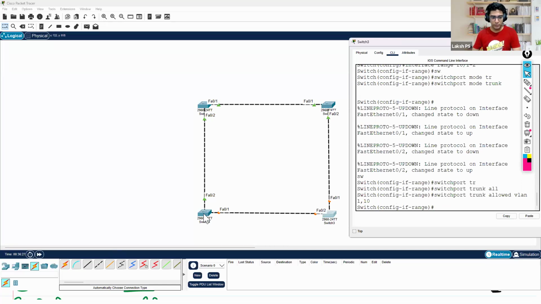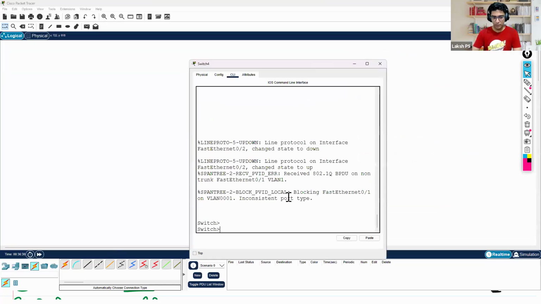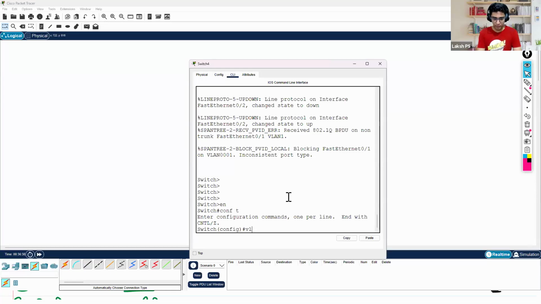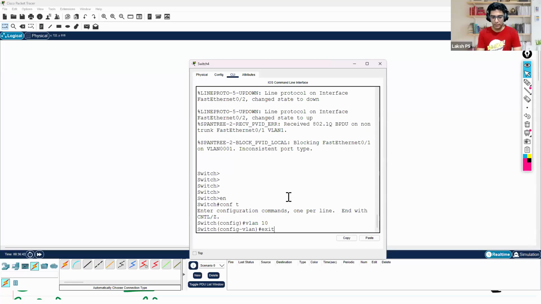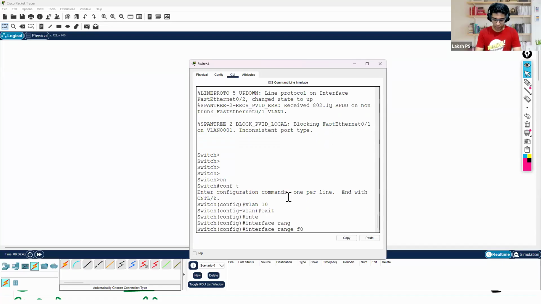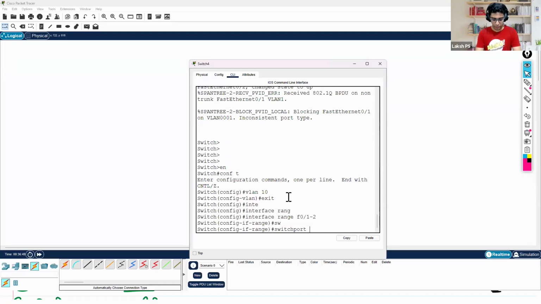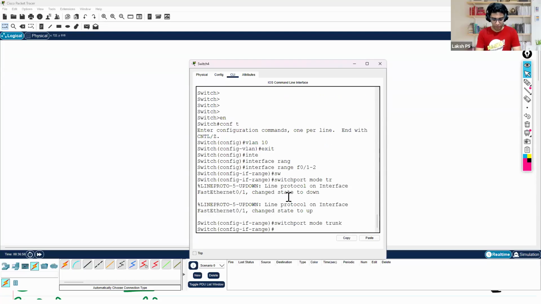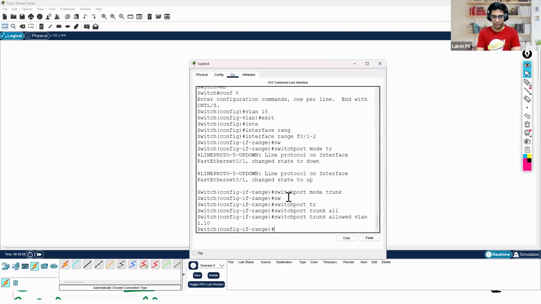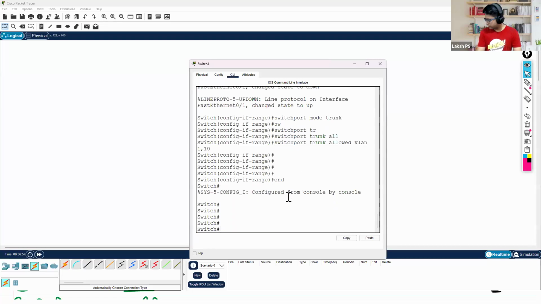And for switch number 4 as well: enable, configuration terminal, VLAN 10, exit, then interface range fast Ethernet 0/1-2, switchport mode trunk, switchport trunk allowed VLAN 1,10.